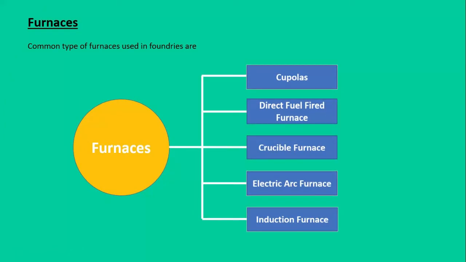The common furnaces that are used in foundries are cupolas, the direct fuel fired furnace, crucible furnace, electric arc furnace, and the induction furnace. The furnace which is mostly used, especially for cast iron, is the cupola furnace.